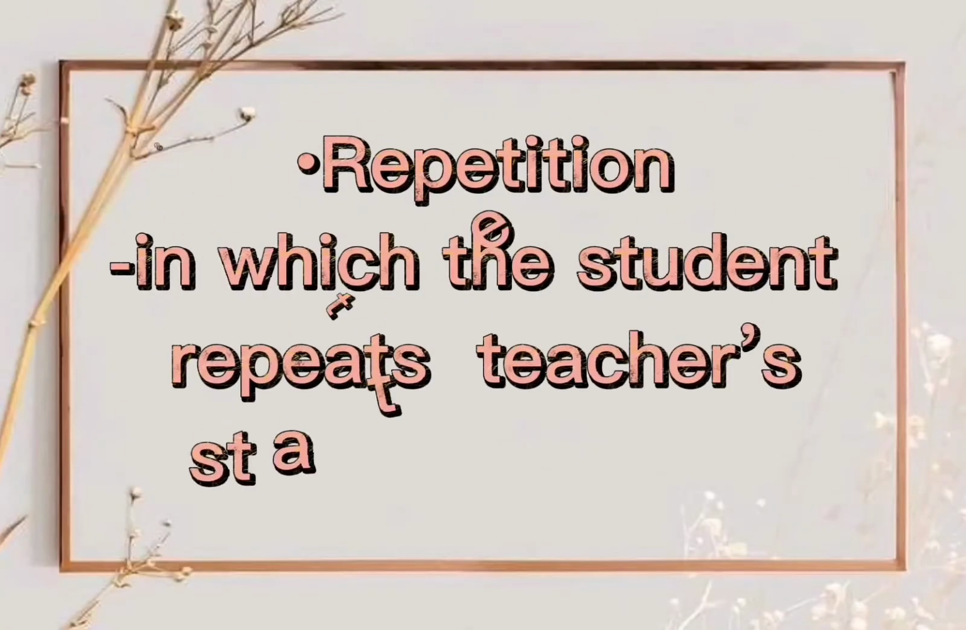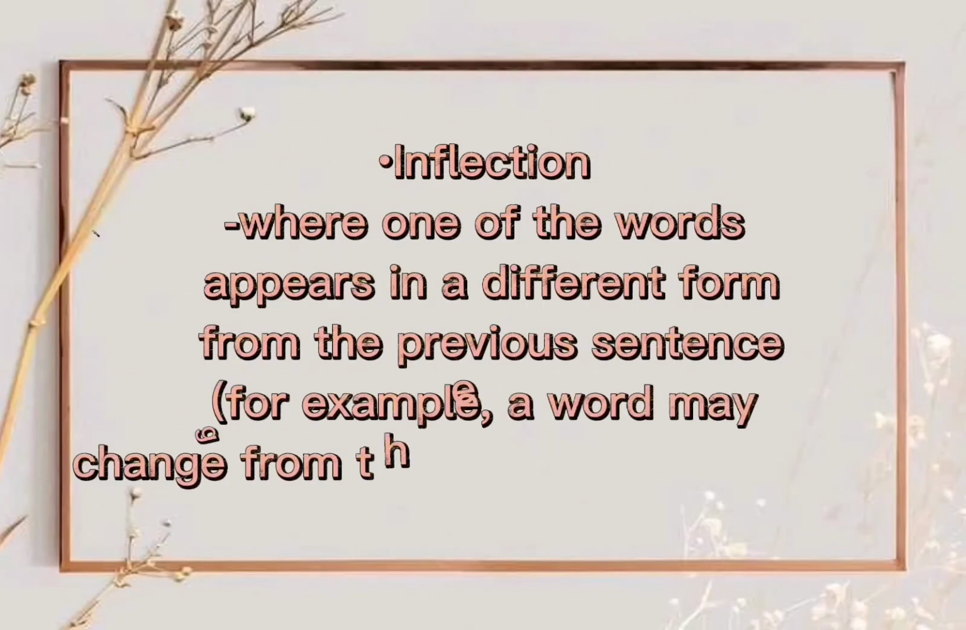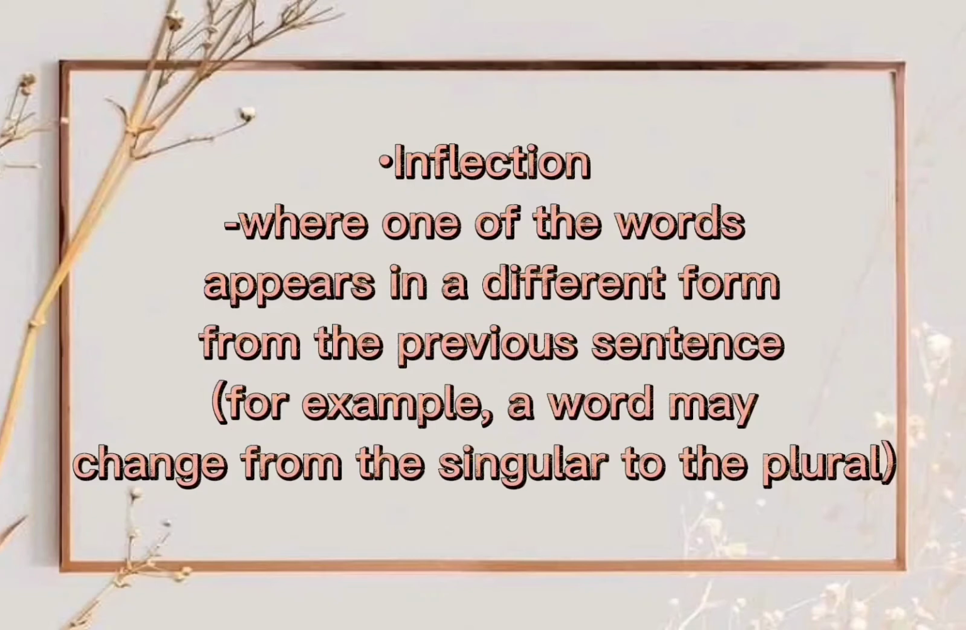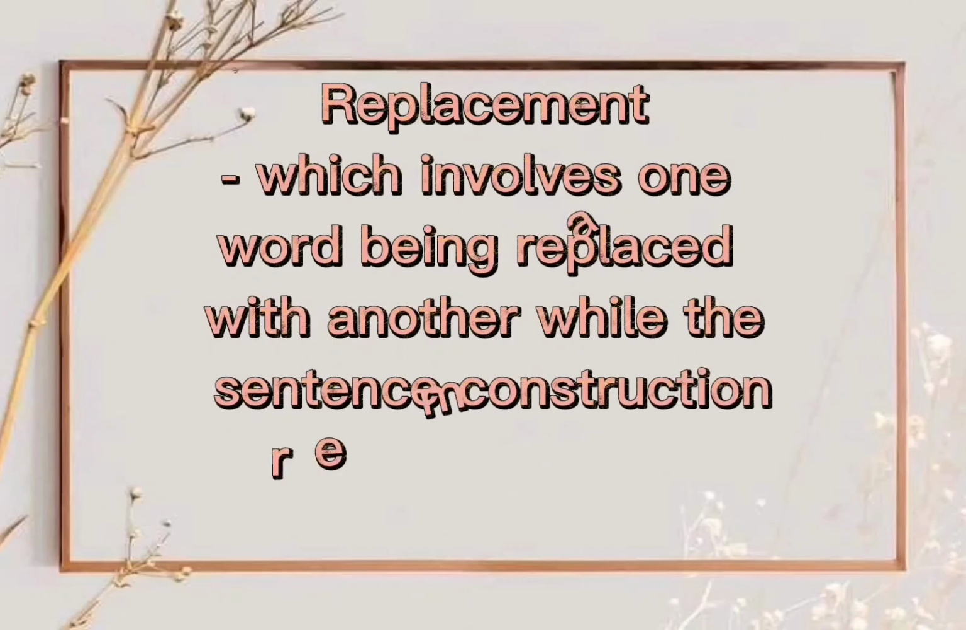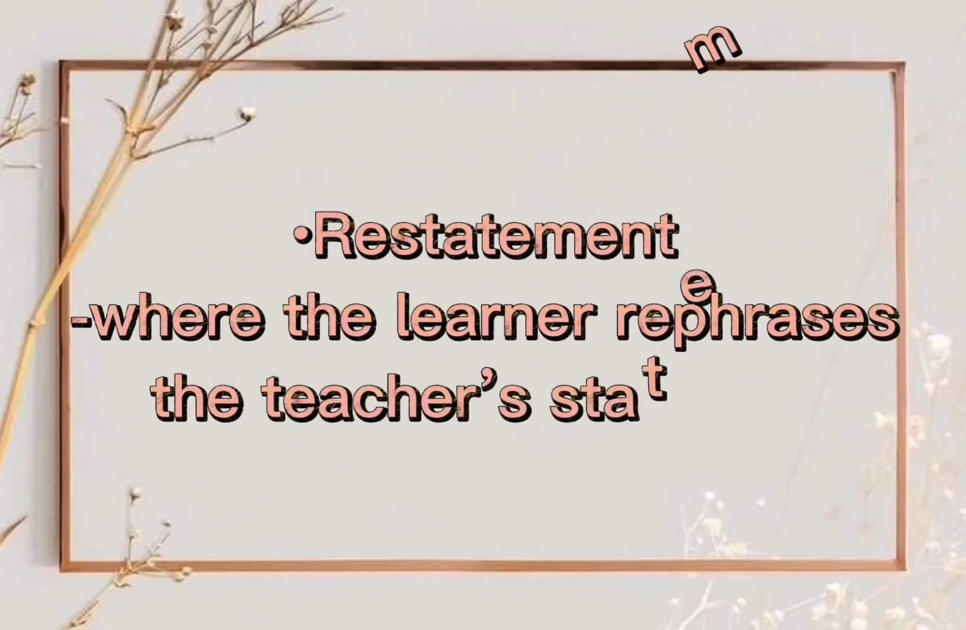First is repetition, in which the student repeats the teacher's statement exactly. Second is inflection, where one of the words appears in a different form from the previous sentence. For example, a word may change from the singular to the plural. Third is replacement, which involves one word being replaced with another while the sentence construction remains the same. Lastly is restatement, where the learner rephrases the teacher's statement.